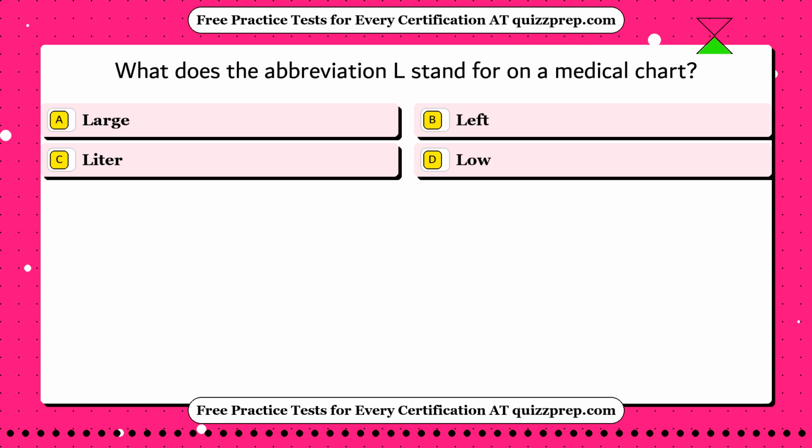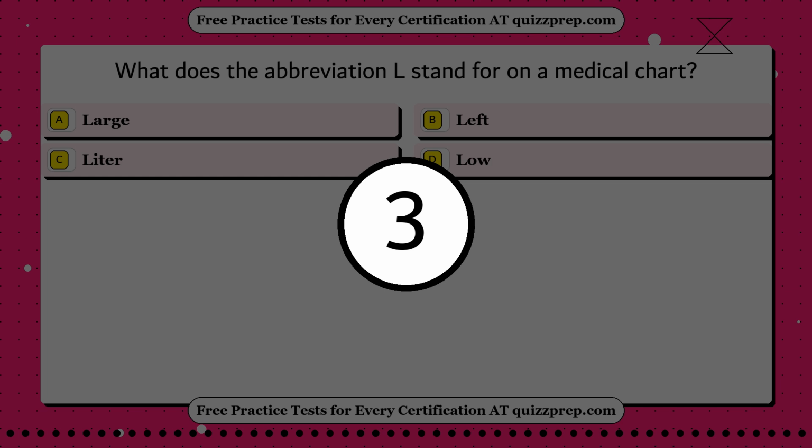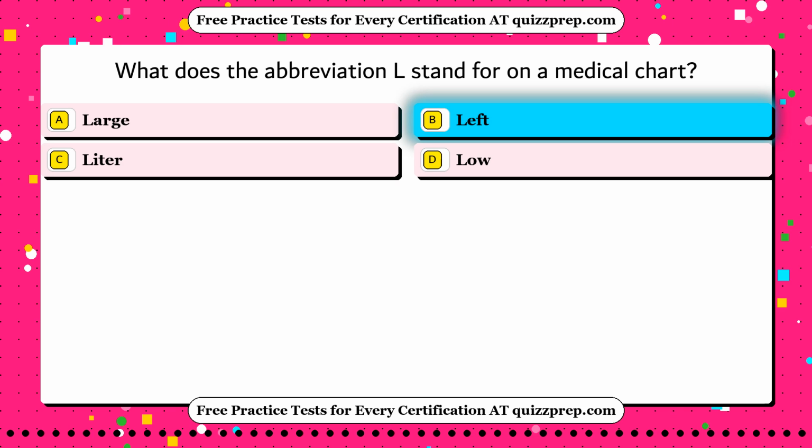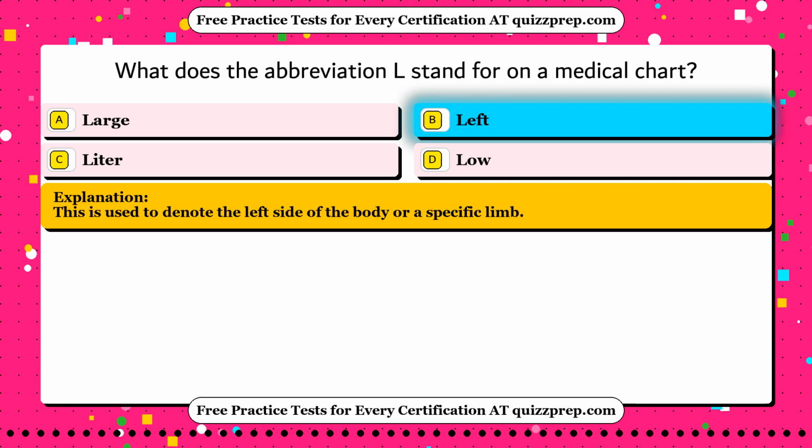Question 57. What does the abbreviation L stand for on a medical chart? Option A, large. Option B, left. Option C, leader. Option D, low. The correct answer is option B, left. This is used to denote the left side of the body or a specific limb.